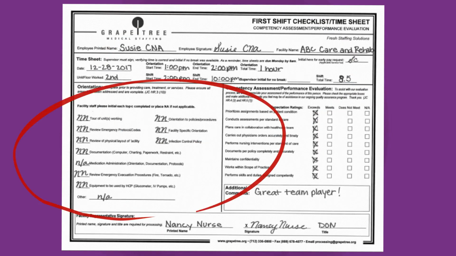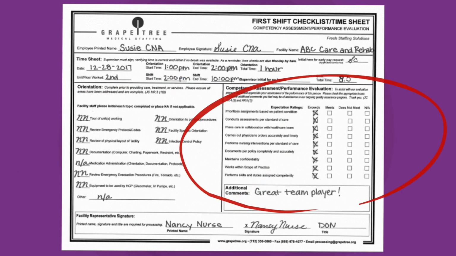Under the orientation section, the supervisor of this shift has initialed next to each item, signifying that she has reviewed it with the Grapetree staff. She has listed an NA next to the portions of this section that are not applicable to the healthcare professional's orientation. It's crucial that this portion be completed on every first shift checklist.